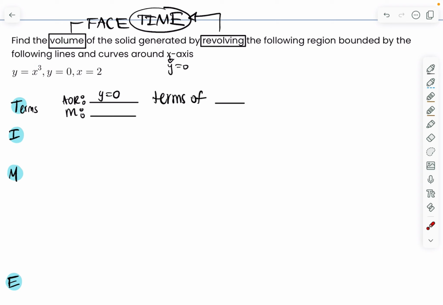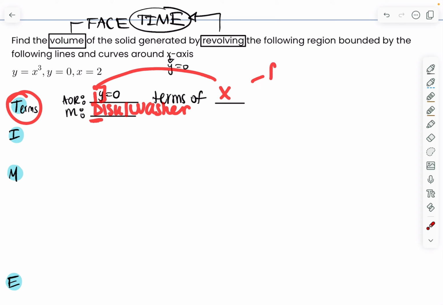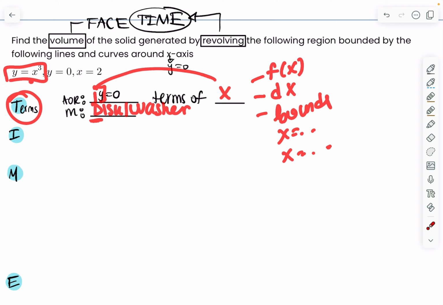You have two rules. If you do disk or washer, they're the same method. Think D for different, take this letter, do the different one, the opposite, that's x. So in this case, if we do disk and washer, then everything's going to be in terms of x. I would have my equations in terms of x. I would have a dx integral. My bounds would be x is equal to something and x is equal to something. And that's exactly what I want because my equation is already in terms of x. The term is literally x, so that saves me work.